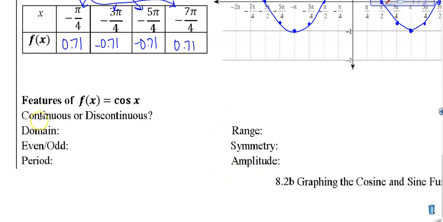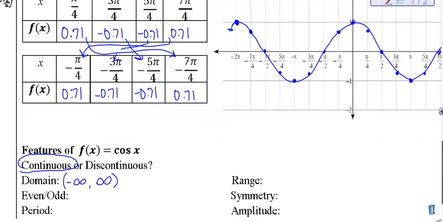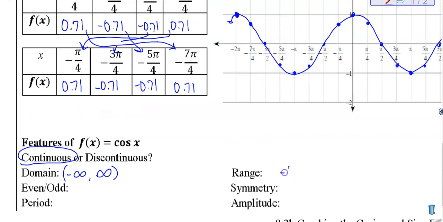Is it continuous or discontinuous? It is continuous because there's no angle I'm not allowed to choose. I'm not restricted from graphing any angle. What's my domain? Domain. My x-axis is unrestricted. I can pick any x I want, any theta I want. But my range is very restricted from negative 1 to 1.